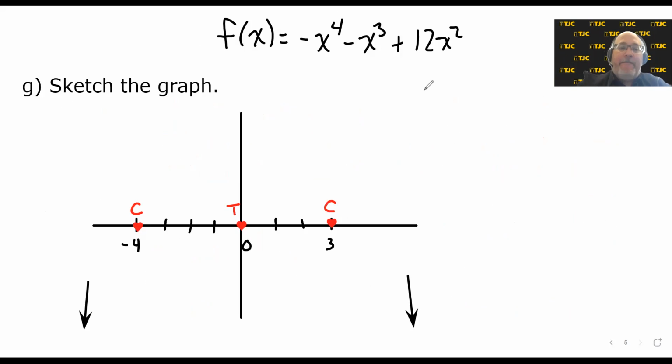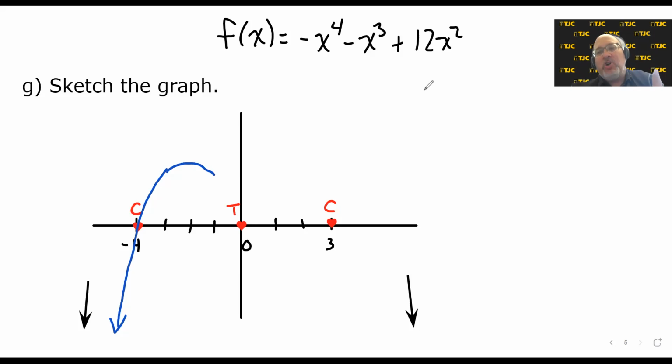Now I'm going to draw the graph. I'm starting from left and moving to the right. My graph starts low on the left, so I'll draw here, and I've got to cross through the x-axis at -4. Piece of cake. Now, I've got to touch the x-axis at 0, which means my graph is going to have to turn around at some point.